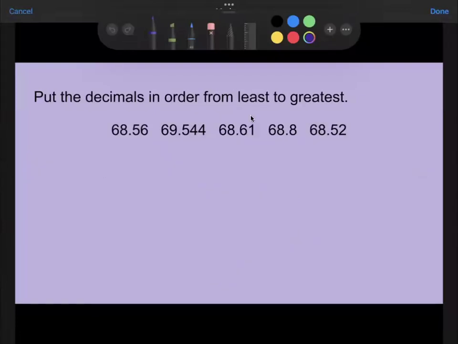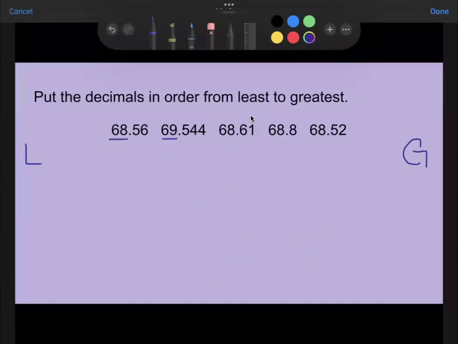Okay, here's our next example. We're putting these in order from least to greatest. So I'm going to put an L over here and a G over here. Then I'm going to also look at the whole numbers to see if that can help me eliminate or go ahead and place one or two of them.